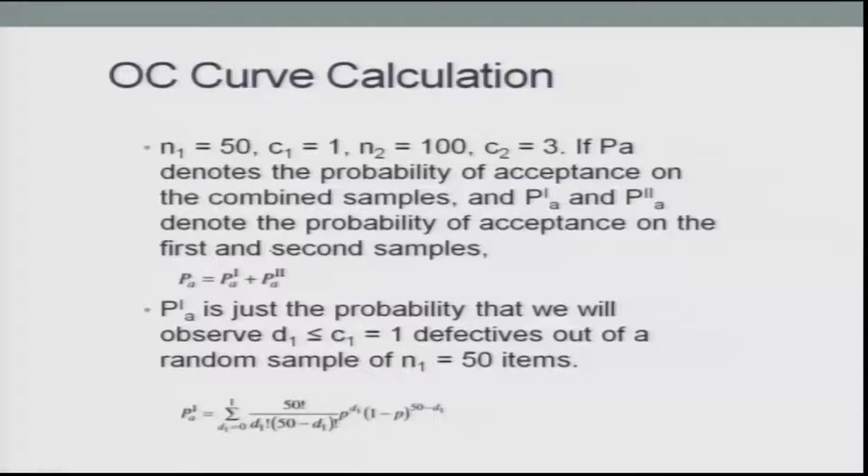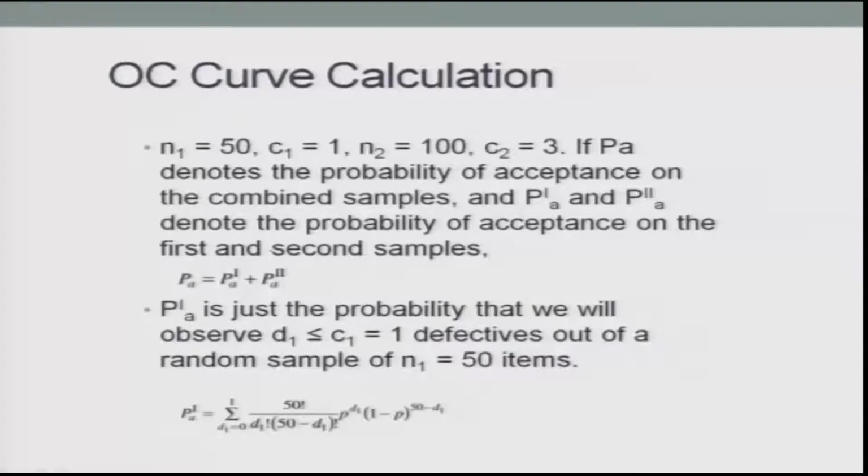So, OC curve calculations depend on the binomial distribution. I am mentioning the word binomial distribution because either you accept or reject that particular lot which is in front of you. So, n1 value is 50, C1 as you remember is 1, n2 is 100, C2 is 3. If PA denotes the probability of acceptance on the combined scale, and P1A and P2A denote the probability of acceptance on the first and the second sample, obviously the probability is basically the sum of P1A plus P2A. So, based on that you find out. I should be using the word prefix of 1 and 2 rather than suffix, sorry for that.